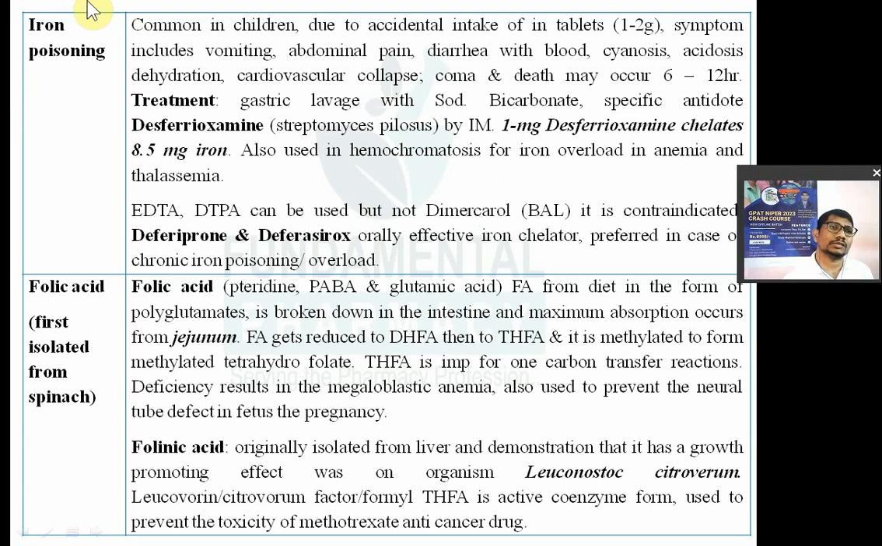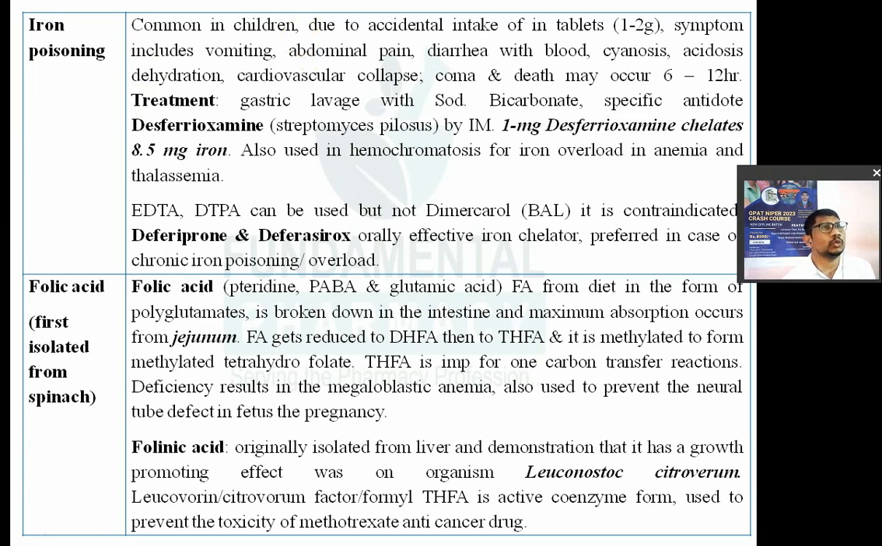Iron poisoning is commonly found in children. बच्चों में poisoning ज़्यादा होता है आयरन का. क्यों? क्योंकि जैसे प्रेग्नेंट वुमन को आयरन का डिफिशियंसी होता है, तो उसके लिए आयरन का टैबलेट प्रिस्क्राइब किया जाता है. सो बाय चांस, बाय मिस्टेक वहाँ पे जो बच्चे होते हैं वो आयरन का टैबलेट खा लेते हैं. The iron poisoning is very common in the children due to accidental intake of iron.